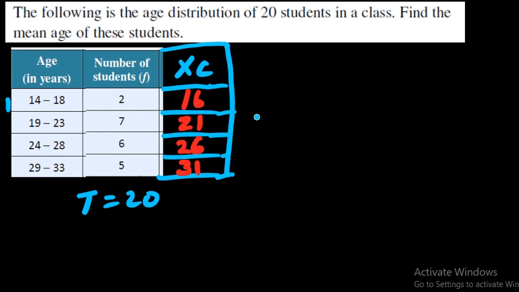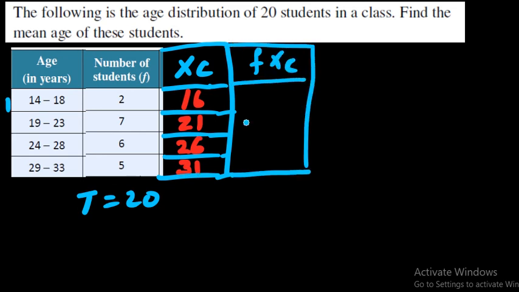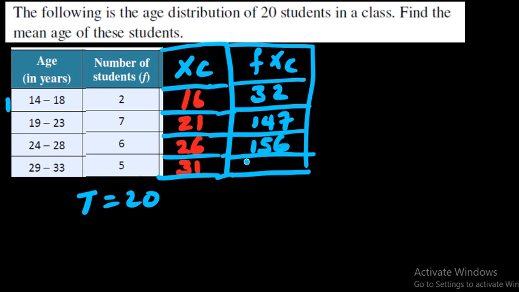Therefore, now to find the mean according to the rule, let's multiply the corresponding frequency times the class mark of each. Let's do it. That means I will multiply 16 by 2, which will be 32, and 21 times 7 will be 147, and 26 times 6 will be 156, then 5 times 31 will be 155.